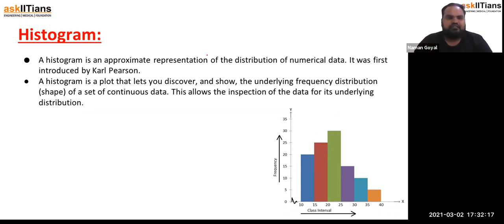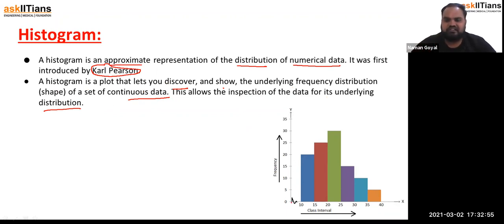So we can say that a histogram is an approximate representation of the distribution of numerical data. It was first introduced by Karl Pearson. A histogram is a plot that lets you discover and show the underlying frequency distribution of a set of continuous data. This allows the inspection of the data for its underlying distribution. Basically in a histogram we represent the data for intervals. If a class interval is given, then we use this graph.